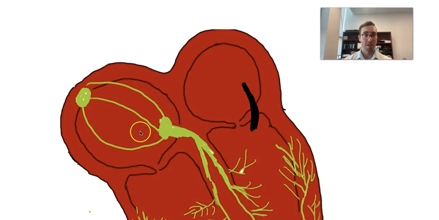Sometimes too, impulses can travel down from the SA node to the AV node and simultaneously through the accessory pathway, but because this doesn't have any properties for the impulses to slow down in comparison to the AV node, that'll start to pre-excite the ventricles before it will over here.